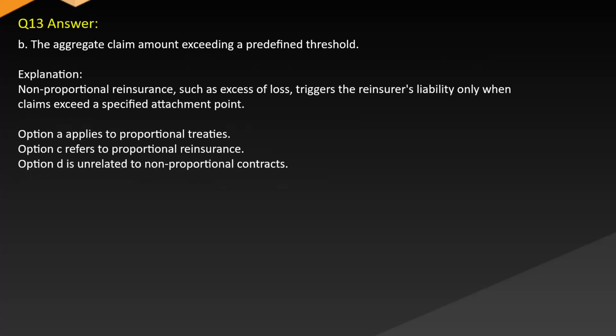Answer B. The aggregate claim amount exceeding a predefined threshold. Explanation: non-proportional reinsurance, such as excess of loss, triggers the reinsurer's liability only when claims exceed a specified attachment point. Option A applies to proportional treaties. Option C refers to proportional reinsurance. Option D is unrelated to non-proportional contracts.